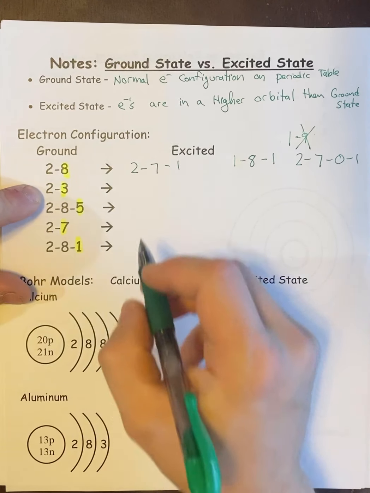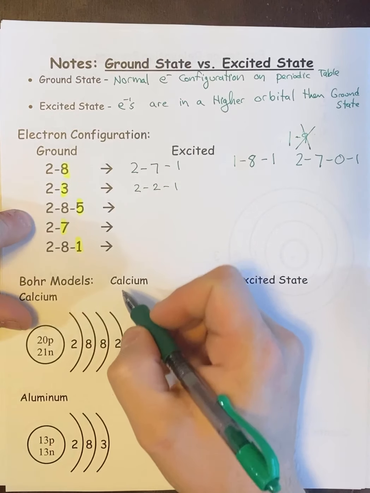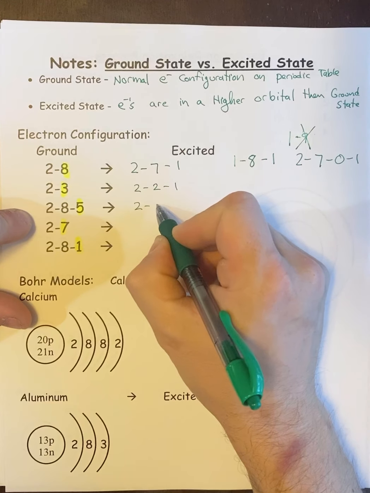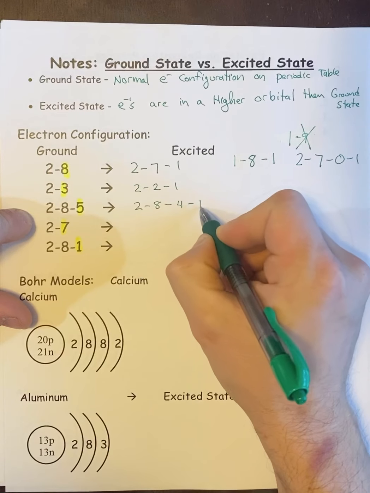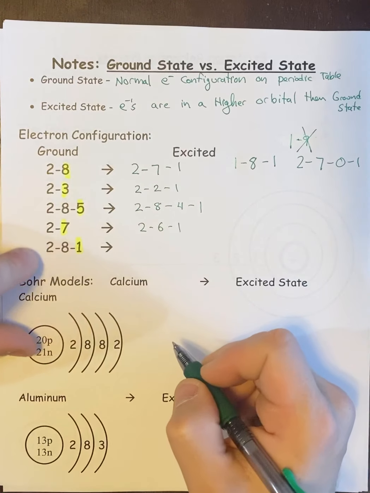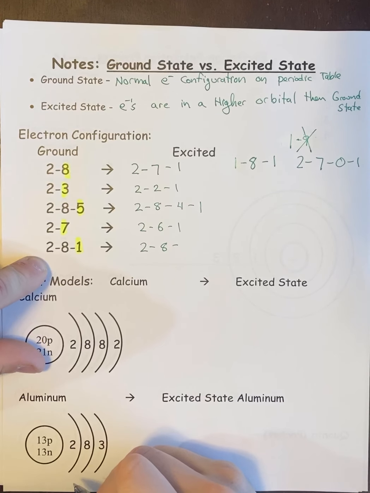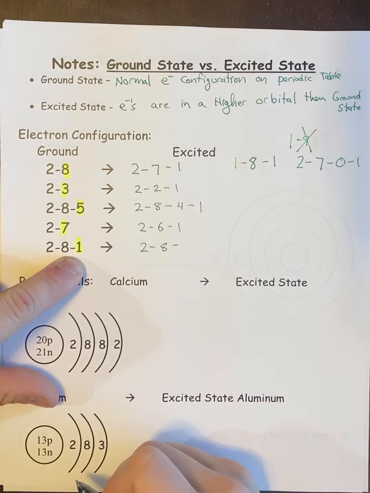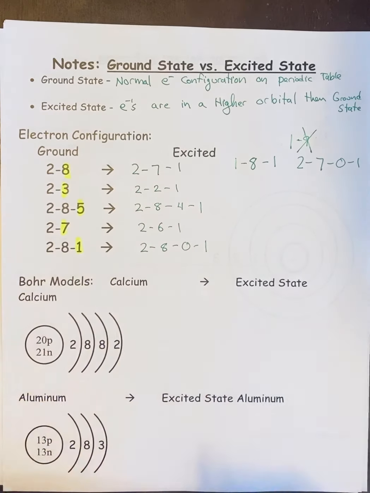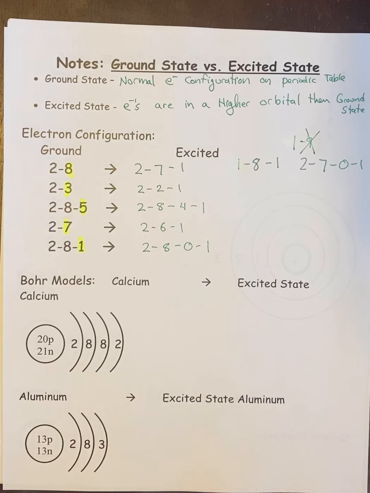So 2, 8, 3, you just take one away from the 3, and it becomes 2, 8, 2, 1. 2, 8, 5 becomes 2, 8, 4, 1. 2, 7, 2, 6, 1. 2, 8, 1, what do you think? If I take one away from the 1, what do I get? 2, 8, 0, 1. That's fine. You can have a 0 in there, just like I did over here. You're doing the same thing every time and it works. So that's the way I want to see you do it on any tests or quizzes or worksheets or anything like that.